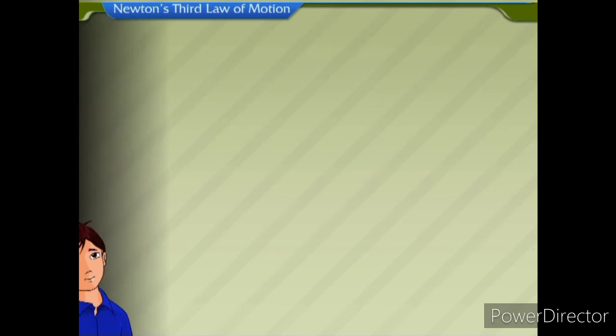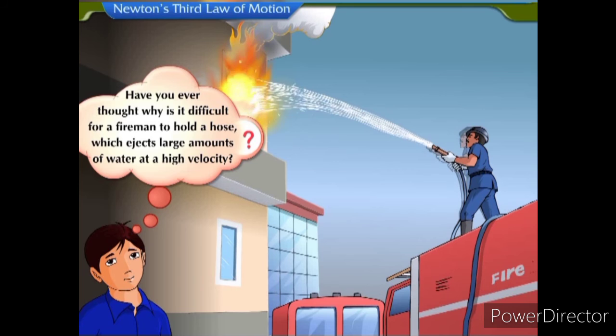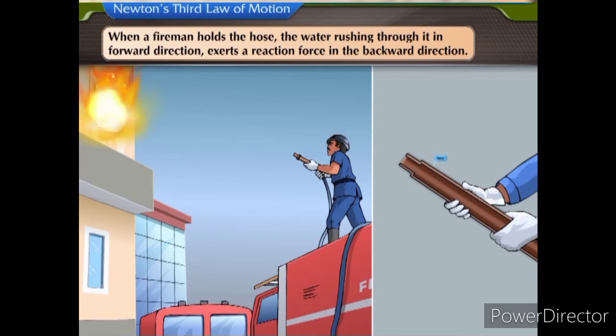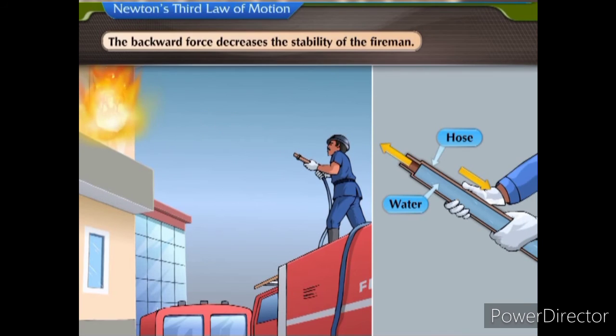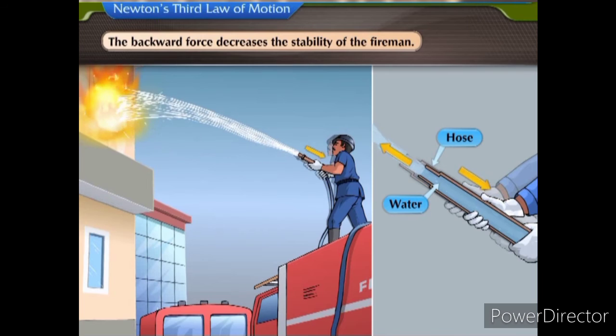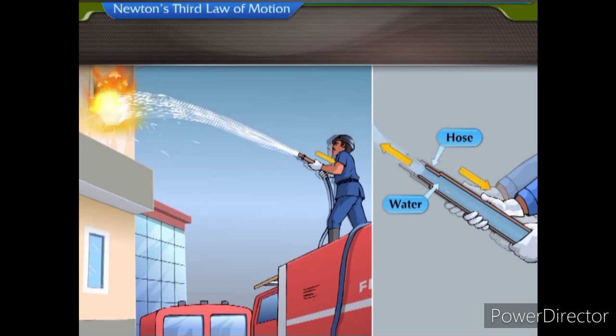Let us now try to answer one question. Have you ever thought, why is it difficult for a fireman to hold a hose which ejects large amounts of water at a high velocity? When a fireman holds the hose, the water rushing through it in the forward direction exerts a reaction force in the backward direction. The backward force decreases the stability of the fireman. Hence, it is difficult for the fireman to hold the hose pipe.